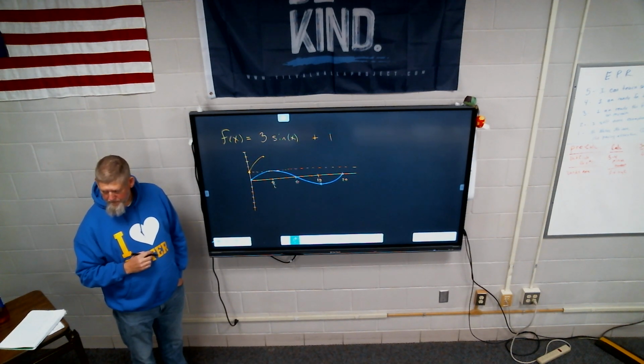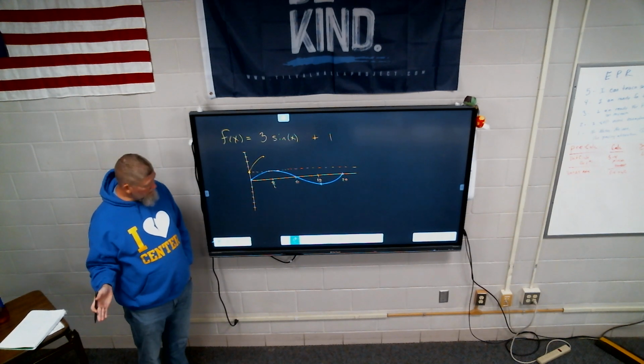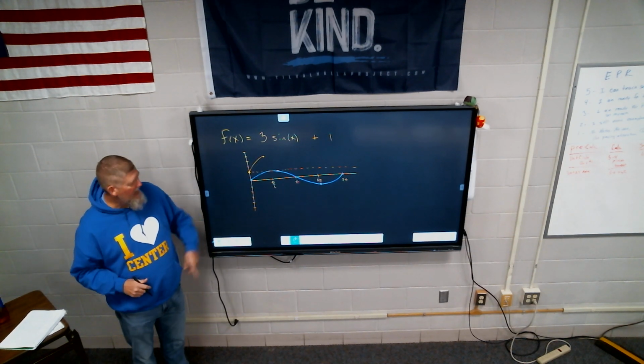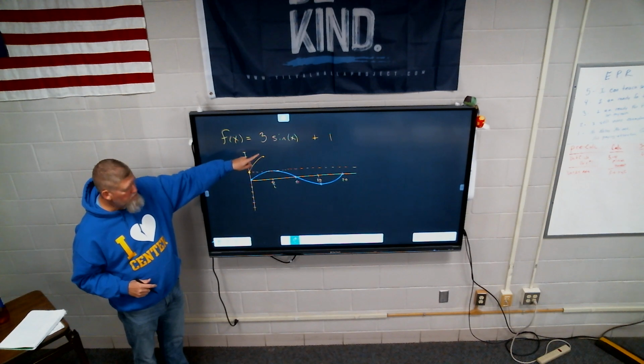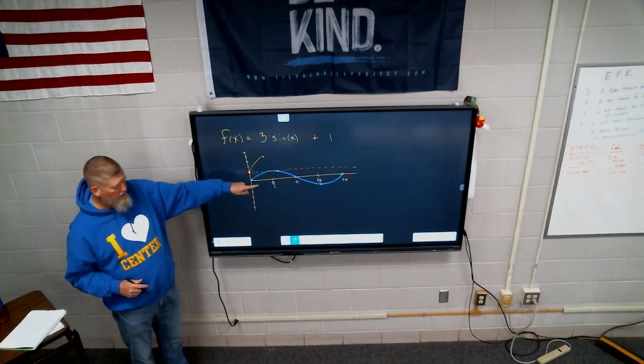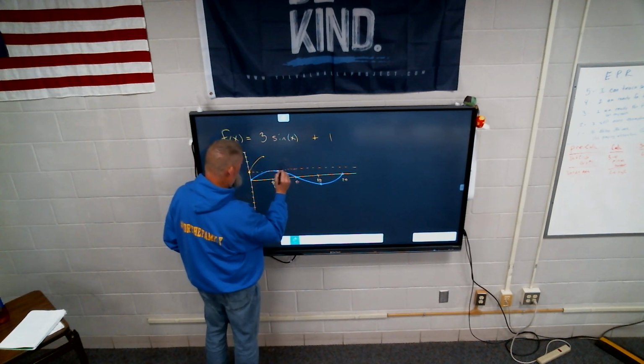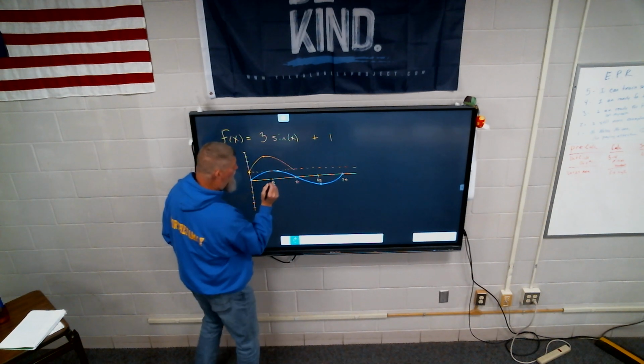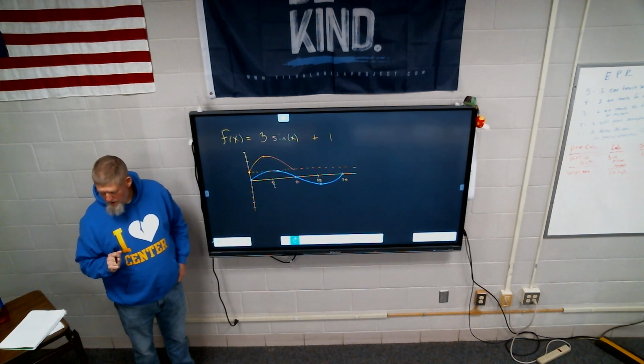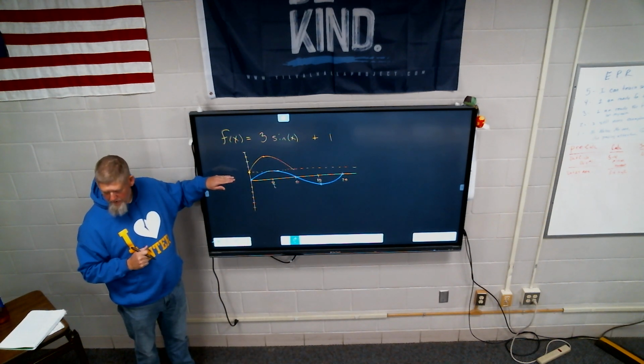Oh, so it doesn't have to be at the 3 for the Y, it just has to be 3 above the midline. Correct. That's what my question was. The 3 tells us the difference between the maximum and the midline. So then it comes back down to 0. Wait, where is its 0 now? Okay. The 0 is now at 1.